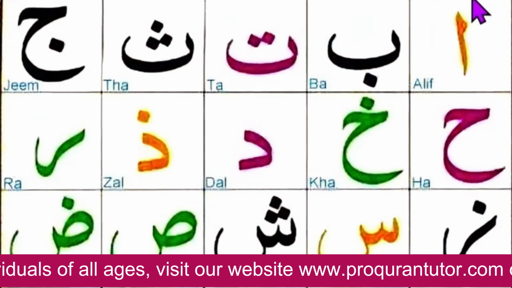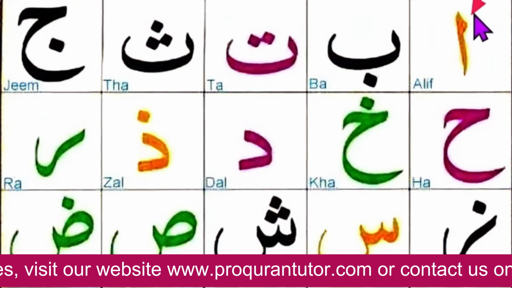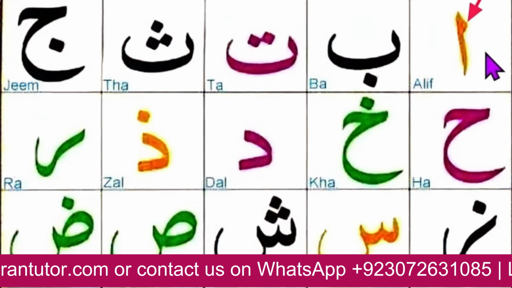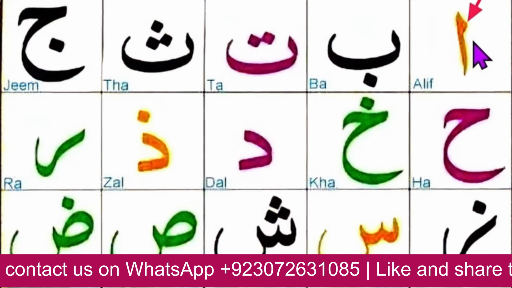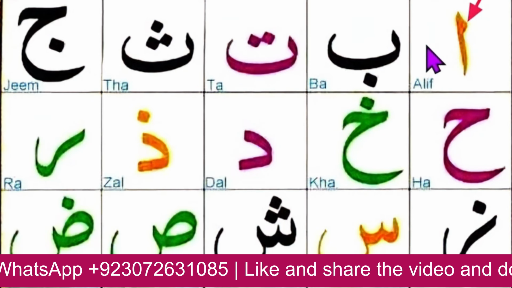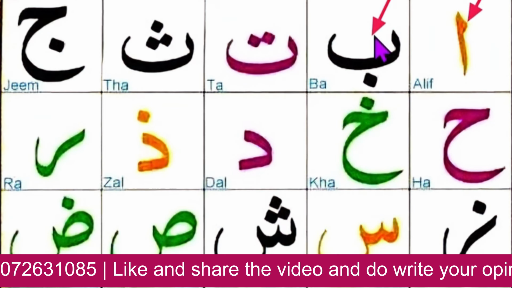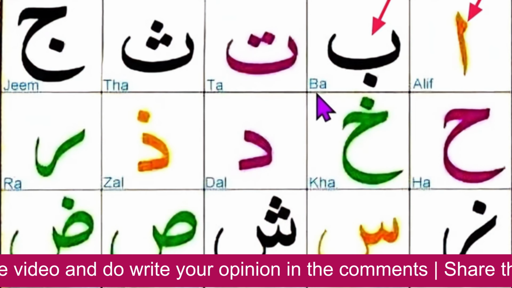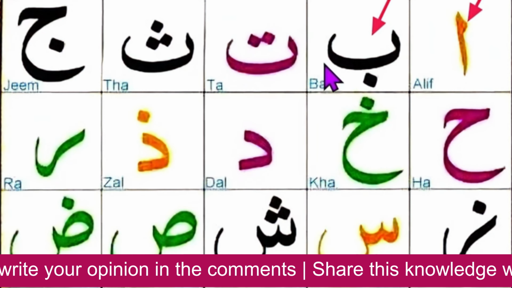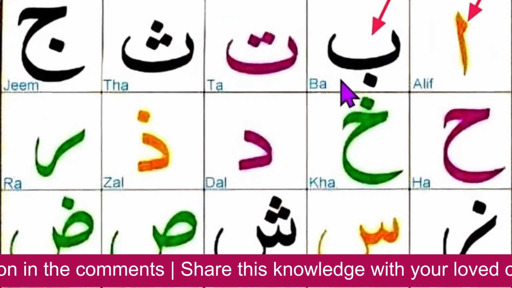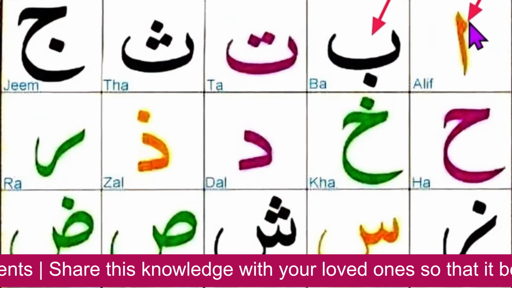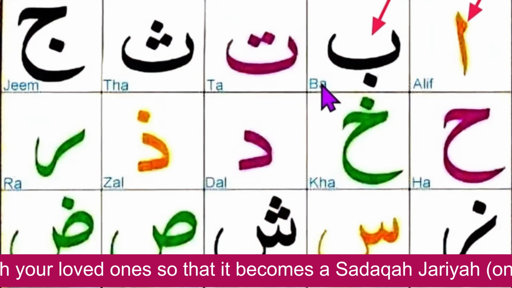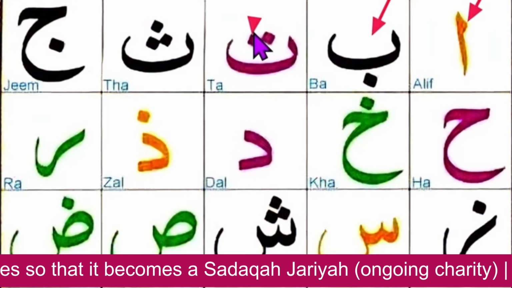Bismillahir Rahmanir Rahim. So here we have Alif. Okay, this is a simple one. And then Ba. In the English alphabet, Ba means simple B. Okay, here we have Alif, and then here we have Ta.